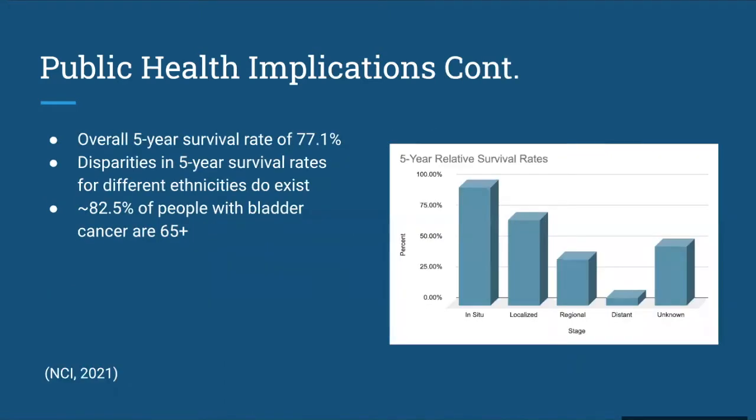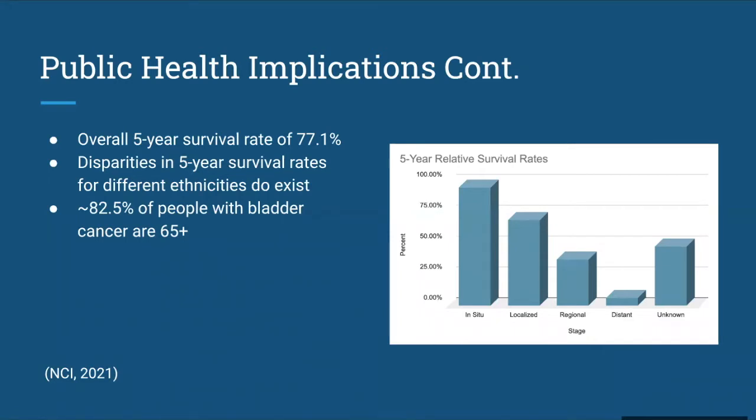So these are just some more public health implications. The overall 5-year survival rate from 2011 to 2017 was 77.1%. However, there was some variation in survival rates when it came to where the cancer was located. If it was only in situ, the rate was about 96%. If it was only localized, it was about 69.6%. If it was regional, it was 37.5%. If it was distant, it was 6.4%. And if it was unstaged, it was about 48%.